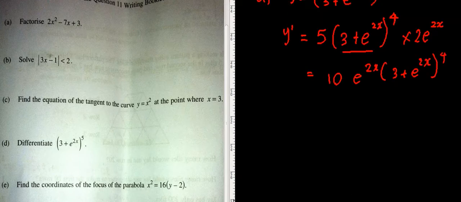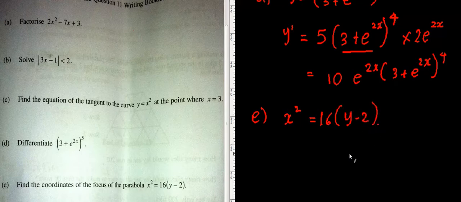Okay, part E. Part E is asking me to find the focus. So it's x squared equals 16(y minus 2). That's what they've given. They're asking me to find the focus of the parabola. So when I put this into my usual notation, I have x squared equals 4ay, right? So 4a is 16, so a is going to be 4.